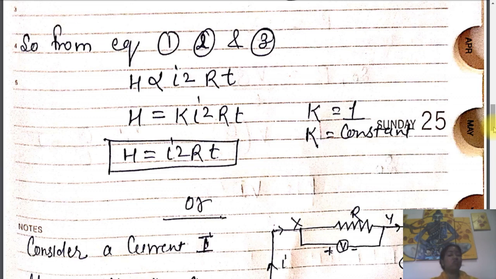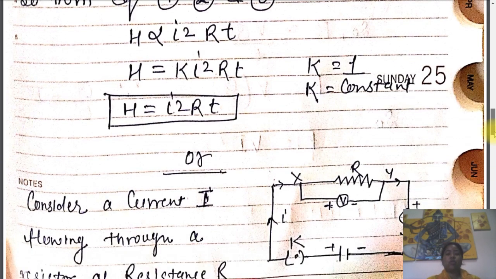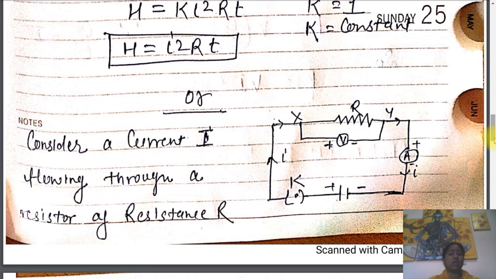Now we have another, optional method to derive this relation, and this method is also given in the NCERT books. So what is that method? We will also talk about the second method. You can choose either method to derive the formula.